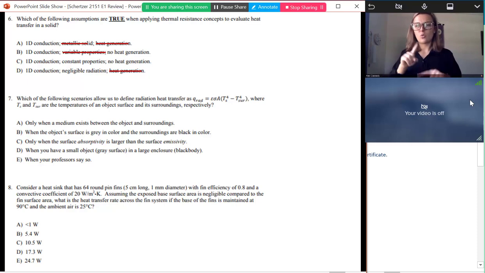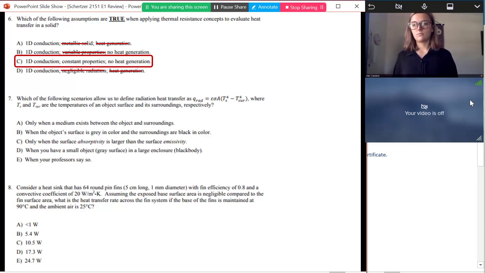So at this point, here in D, it says negligible radiation. So I don't have to neglect radiation to use thermal resistances. We have an equation for resistance when we're using radiation. So I'd already eliminated D, but I guess I can eliminate it twice, right? So our only answer here where all of our options are available is option C. So we're going to pick that one.